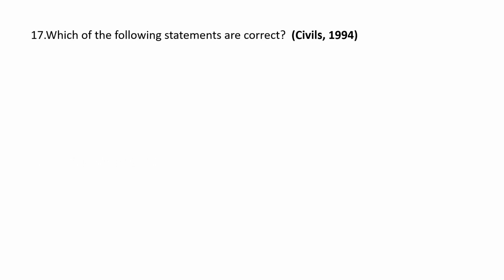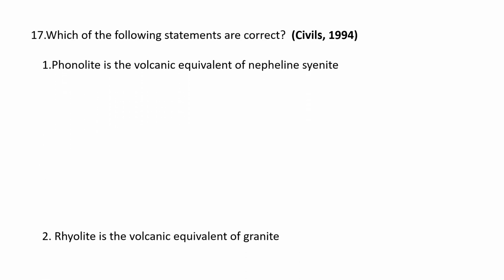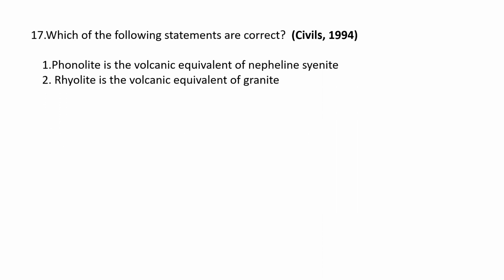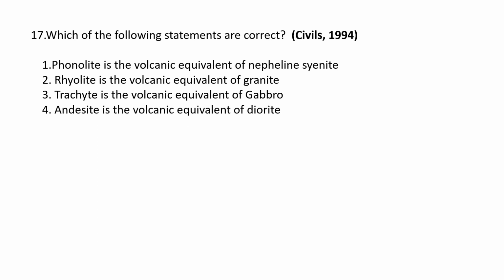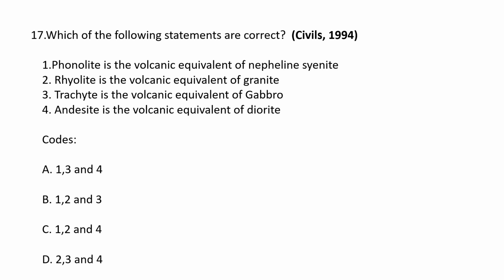Next question. Which of the following statements are correct? 1. Phonolite is the volcanic equivalent of nepheline syenite. 2. Rhyolite is the volcanic equivalent of granite. 3. Trachyte is the volcanic equivalent of gabbro. And 4. Andesite is the volcanic equivalent of diorite. So the codes are A. 1, 3 and 4. B. 1, 2 and 3. C. 1, 2 and 4. And D. 2, 3 and 4. So we had to select the correct statements. So here the answer is C.